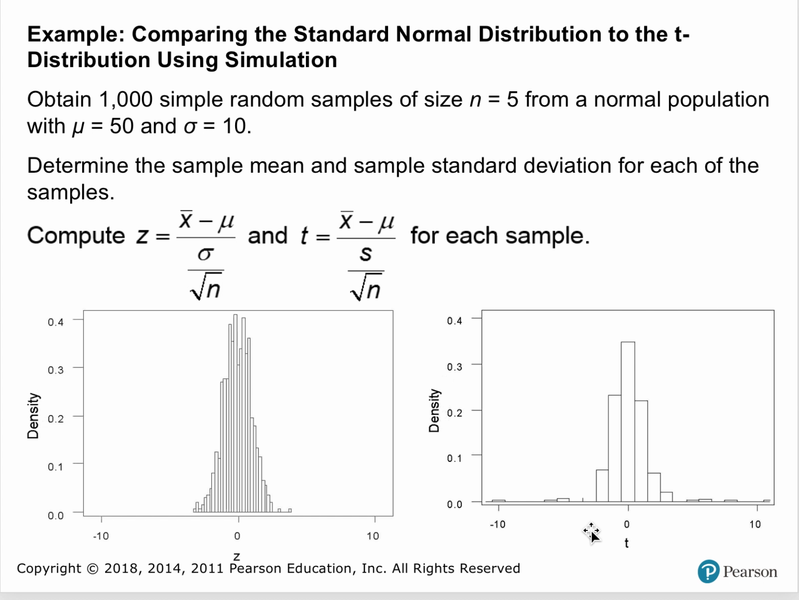The spread in the distribution of the t decreases as the sample size n increases. That should make sense. In fact, it can be shown that as the sample size n increases, the distribution of t behaves more and more like a standard normal distribution. Okay?